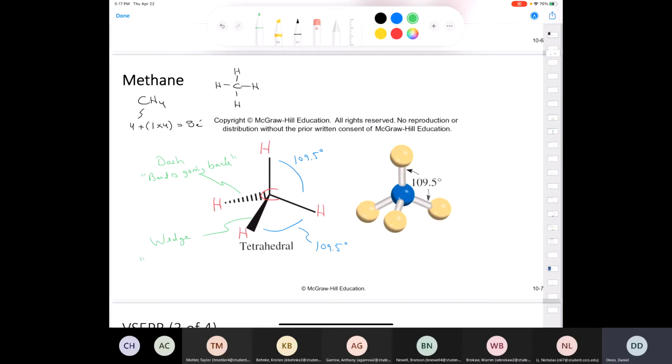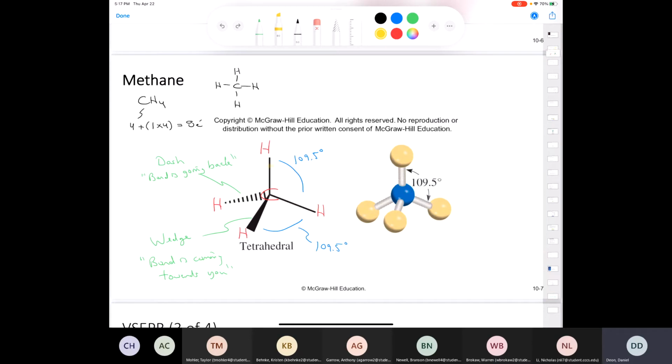And what this means is that the bond is pointing towards you, okay? It's coming towards you. So again, dash means it's going back, wedge means it's coming towards you, which would mean that these two, since they're just drawn as lines, are both on the plane of the screen that you're looking at. So what have we covered so far?